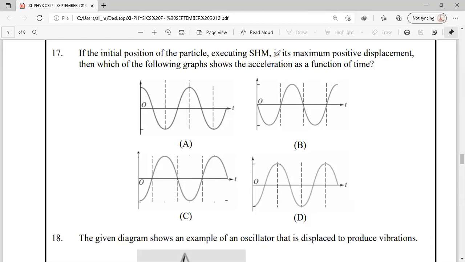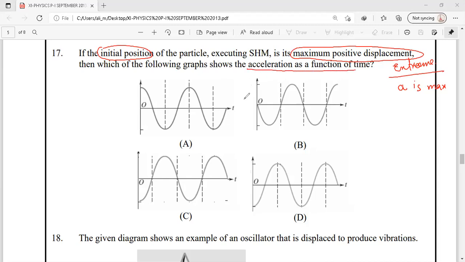So as the question says, the initial position of the particle is maximum positive displacement. At maximum displacement, the body is at the extreme position, and at the extreme position, the acceleration is also maximum. Positive maximum displacement means the acceleration will be positive. So the graph is acceleration as a function of time.